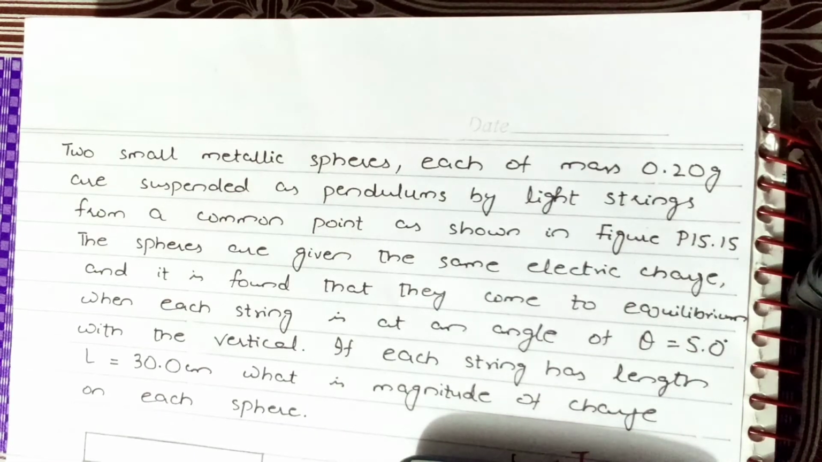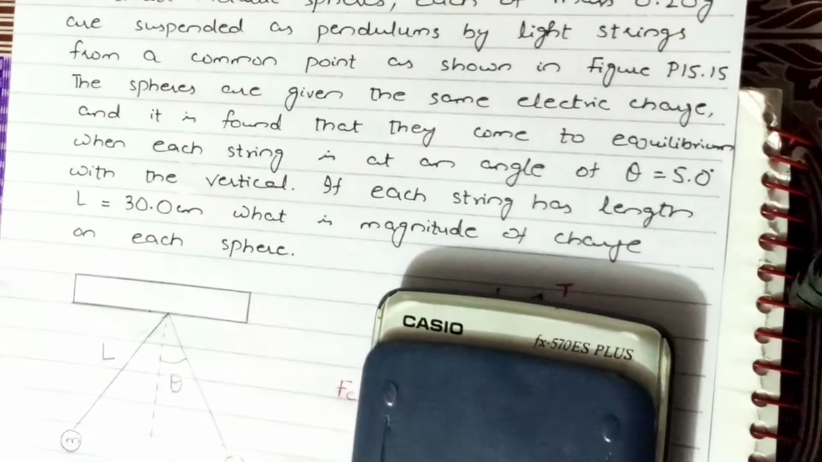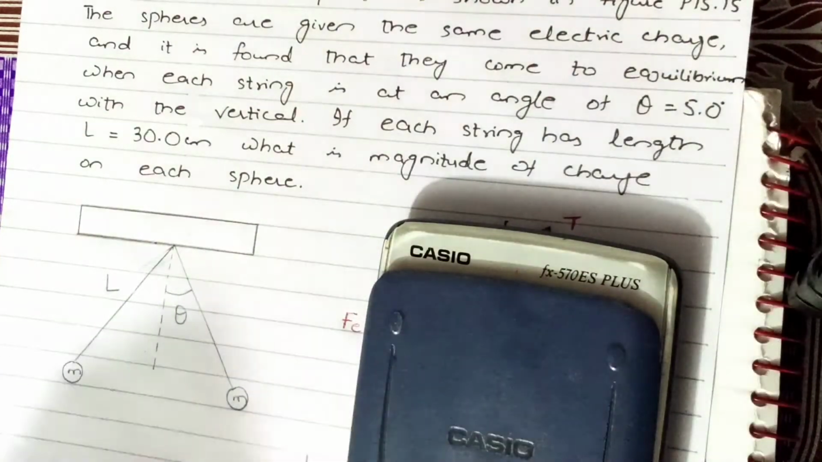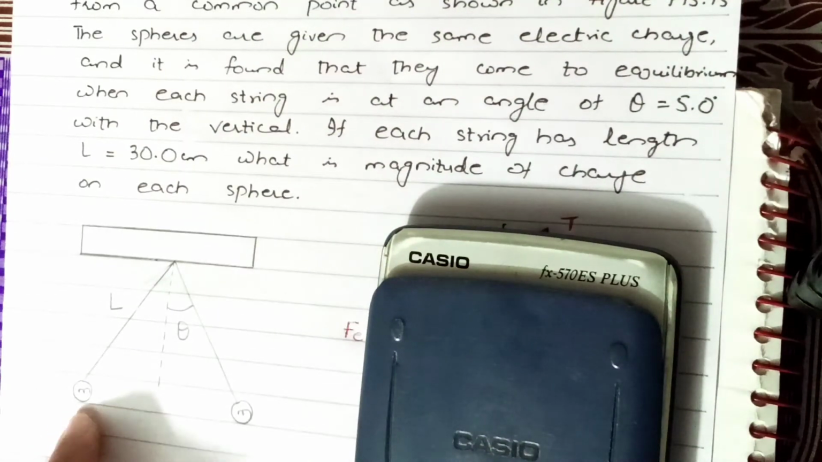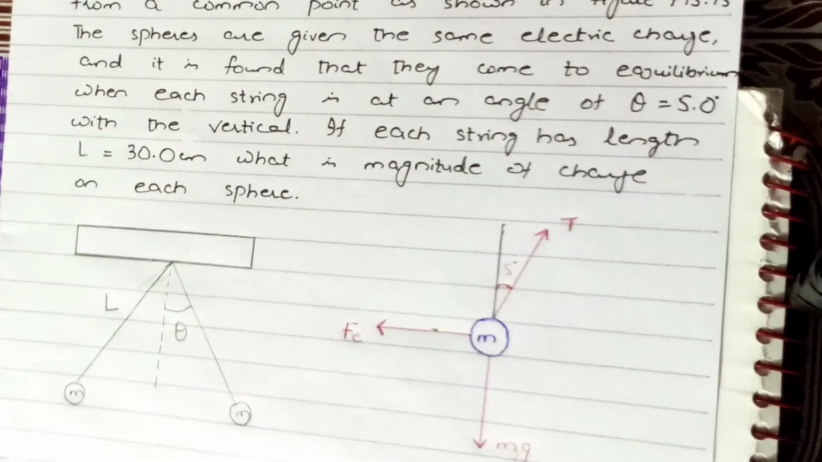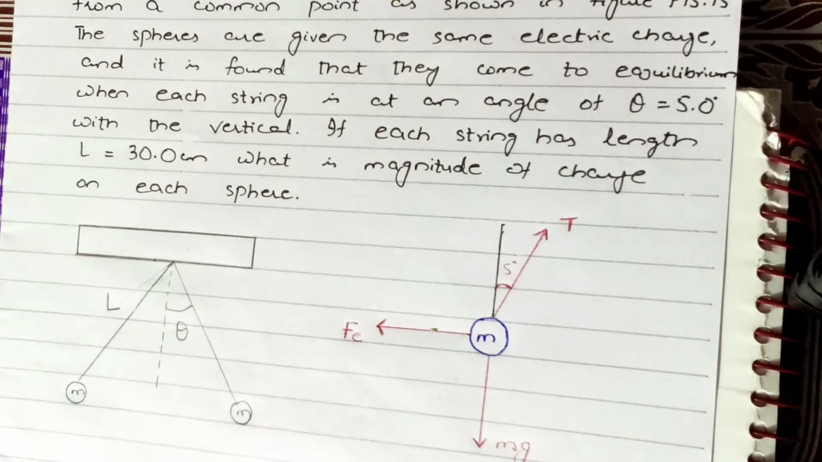So here is the diagram. Let us just make a free body diagram of this. Let's just arbitrarily pick this charge and make a free body diagram of this. We will get something like this. So let's just understand what this free body diagram actually is.